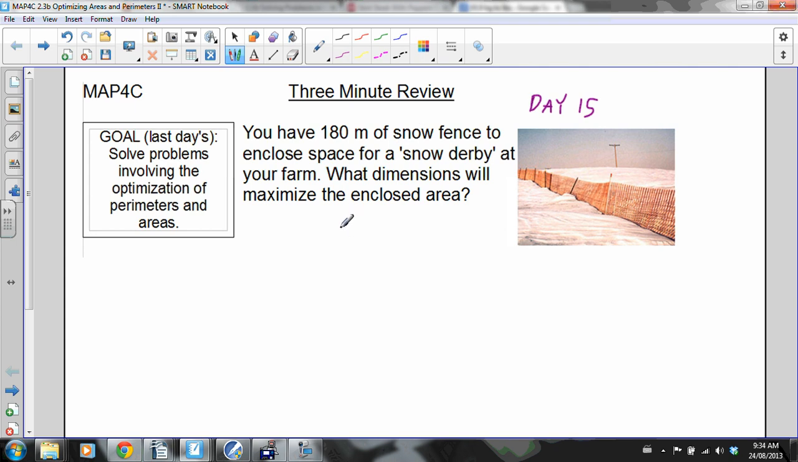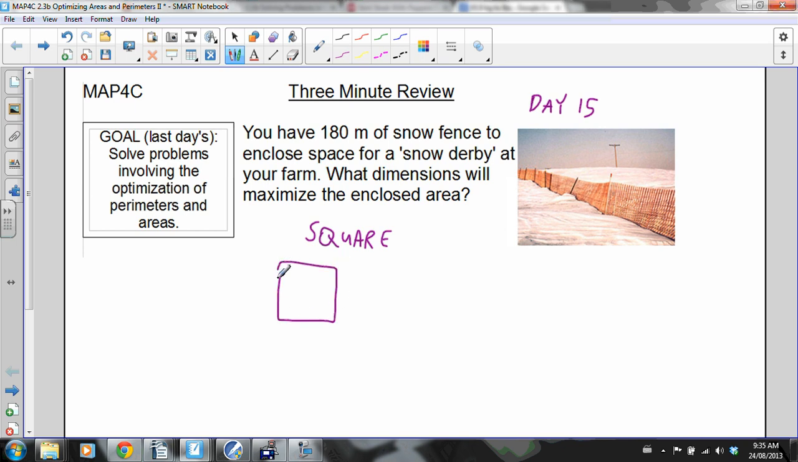But 3-minute review question: you have 180 meters of snow fence to enclose a space for a snow derby at your farm. What dimensions will maximize the enclosed area? Well, notice we can go after a square, can't we? Fencing, we can have parts of meters and all this other business. So 180 meters of fence, it's going to be a square.